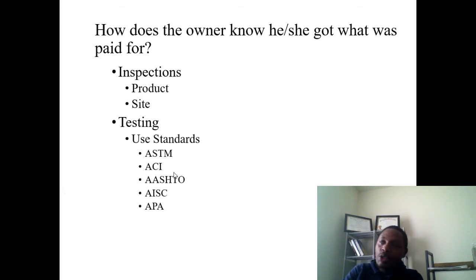For the testing, we have different standards that we use depending on even the type of project. We have the ASTM, we have the ACI for concrete, we have AASHTO for the highways, we have the AISC and we have the APA. So most of these standards will also go in line with the kind of material that we are using and the type of project that we are working on.